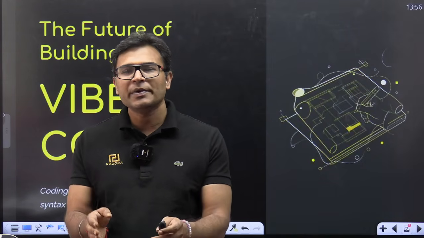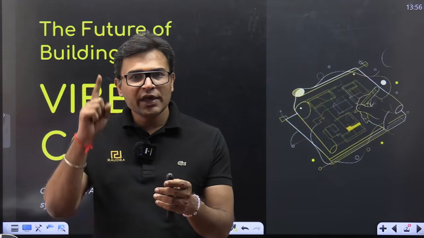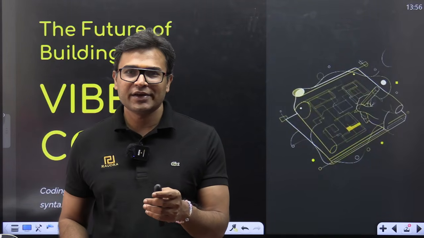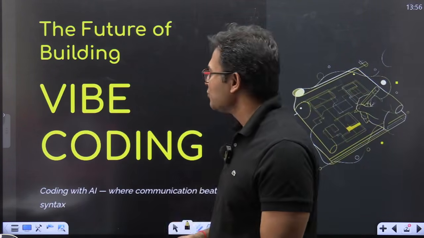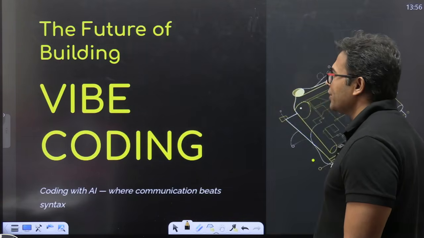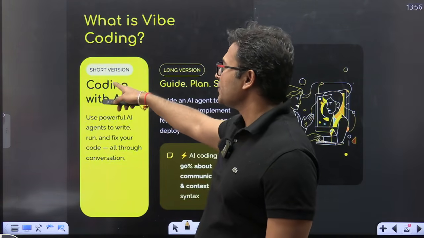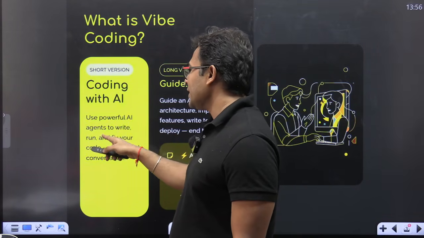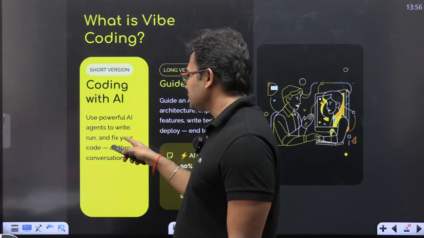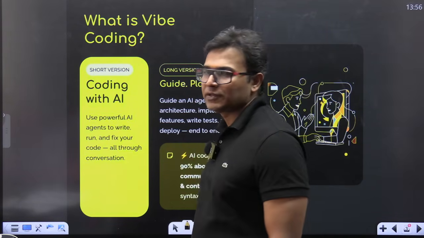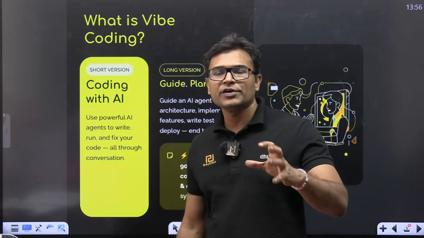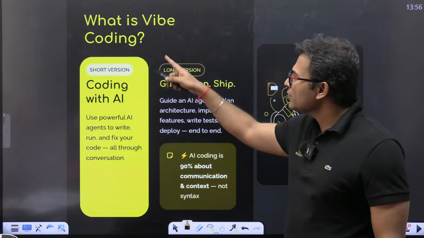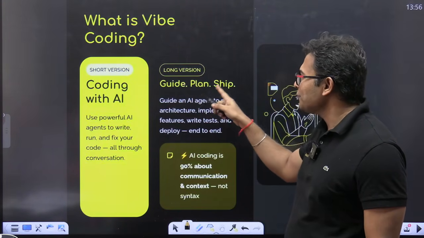If you have a startup idea, you alone with AI tools can build the MVP and show it to the investors, right? I'll explain what live vibe coding is. Vibe coding, if you want the shorter version of the definition, is nothing but coding with AI. We are going to use powerful AI agents to write, run and fix your code all through conversation. You are going to converse with the AI tool and it is going to generate everything.